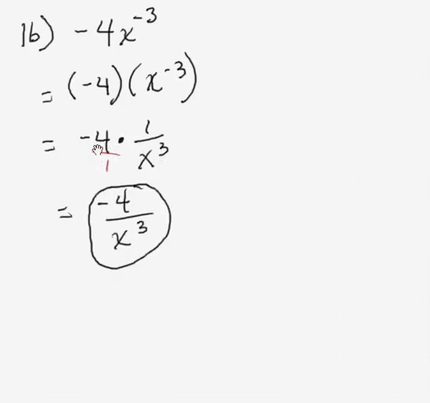4 is really negative 4 over 1. So multiply the numerators, we get negative 4. Multiply the denominators, we get x to the third power. So negative 4 over x to the third is our solution.